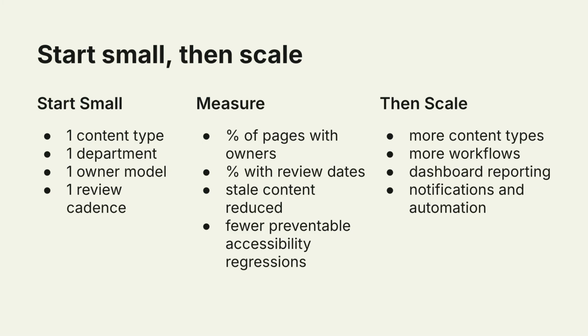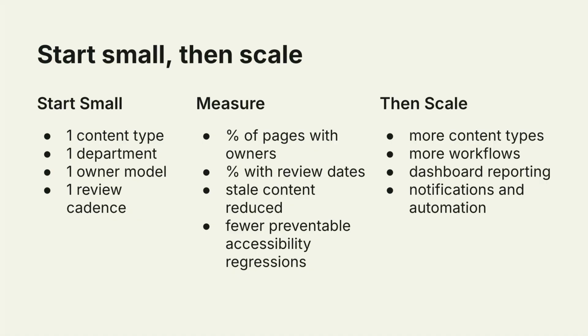A lot of what we started to measure was the percentage of pages with owners. That was the first thing we did, was make sure every page had an owner. That's really step one. Then once you have an owner, you can commit to review dates. You can contact those folks that have that responsibility, work with them, and reduce that stale content. And as you work in the accessibility checks, you can also flag issues and work with folks to prevent them from happening. And we're going to talk about how this can scale through more content types, more workflows, dashboard reporting, and how you can automate some of these notifications and the different steps in the workflow.